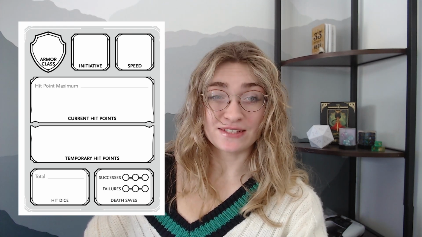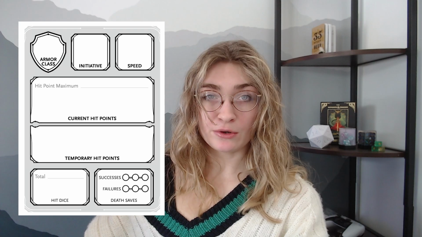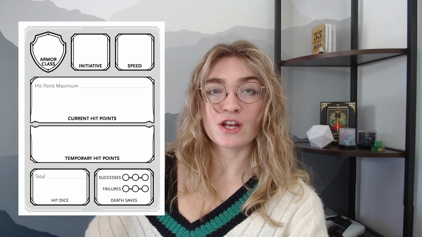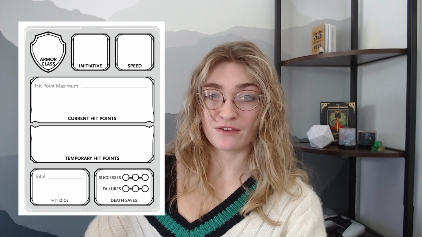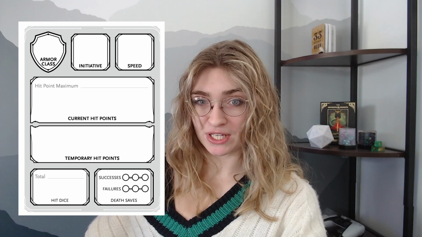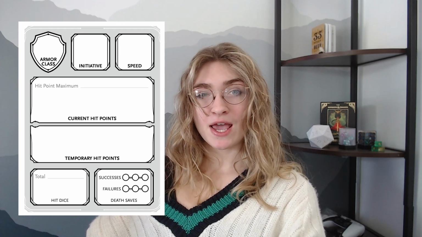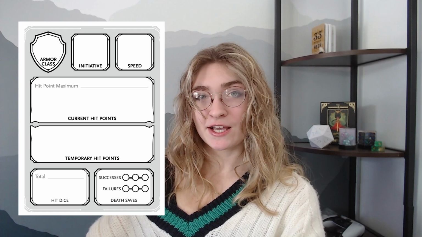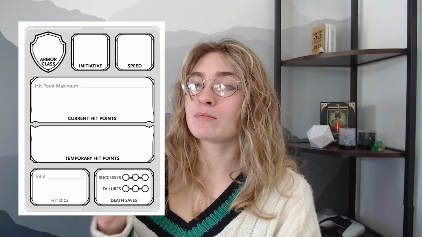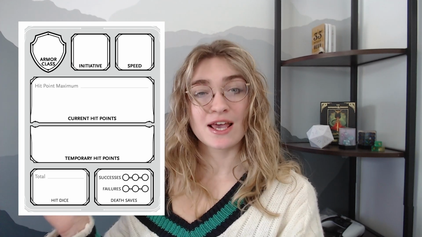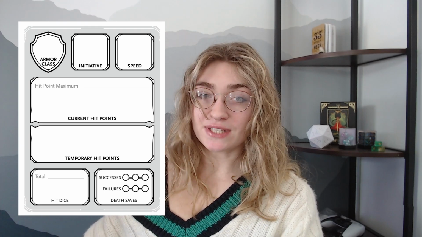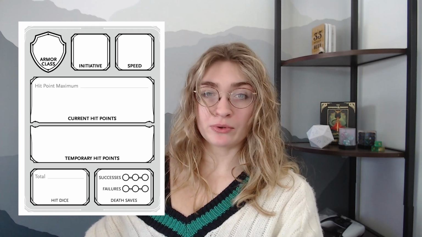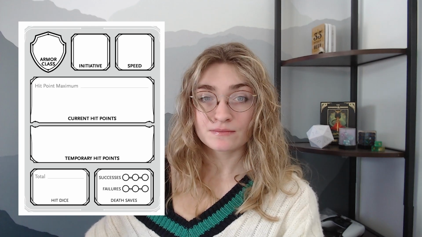Let's talk about death saves next. If you reach 0 hit points, you go unconscious, and then on your turn, you're going to be rolling death saves. This is an unmodified d20. 1 through 9 is a failure, and 10 through 20 is a success. So you have just a teeny tiny slightly more likely chance to succeed than to fail. 3 successes, you regain 1 hit point, and you are considered stable. And then after 3 fails, you die.